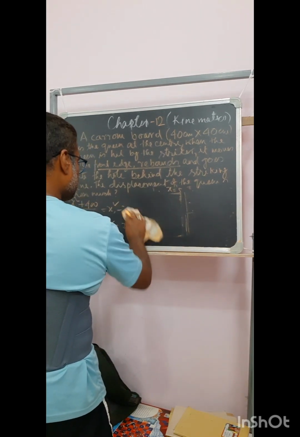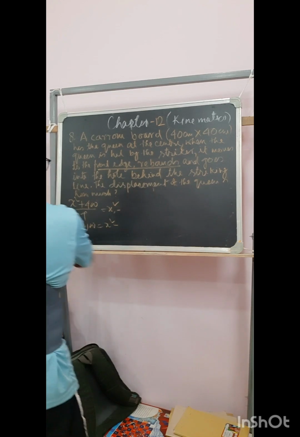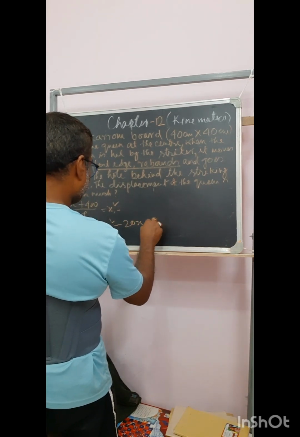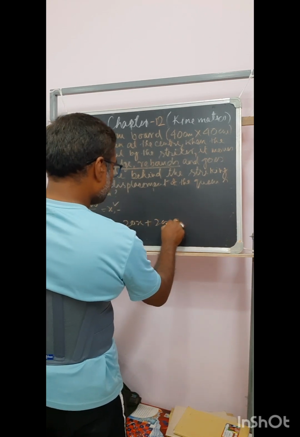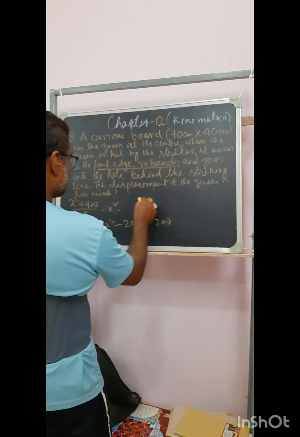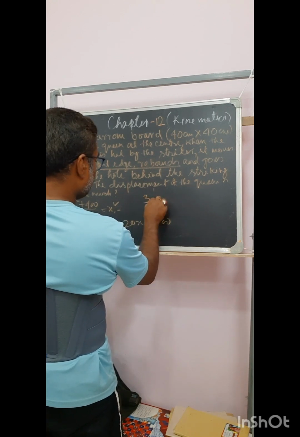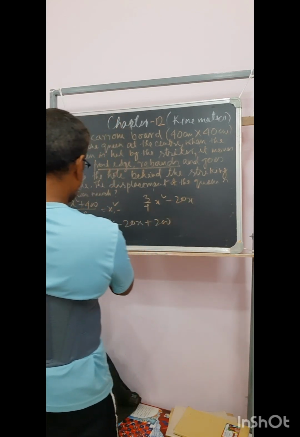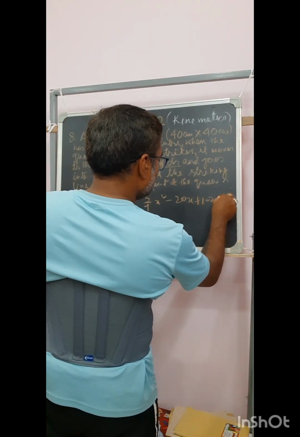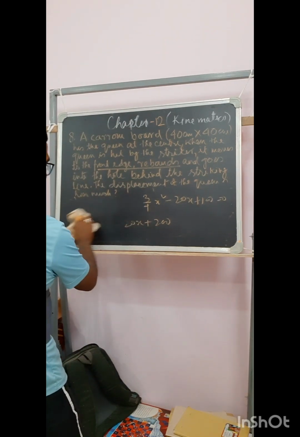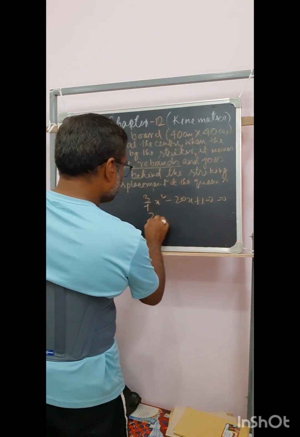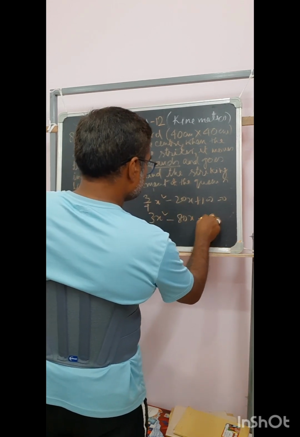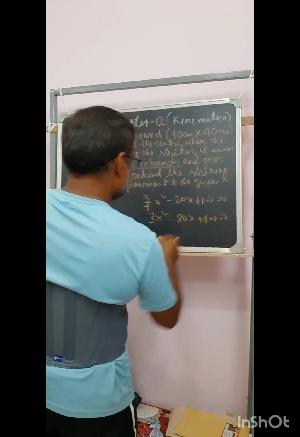Now this thing you have understood, that diagram. Now consider the calculation, x square minus 20x plus 200. So ultimately x square will become this side, so 3 by 4 x square minus 20x, and 100 plus 100 will be there. So everything will rub out. So ultimately 3x square minus 80x plus 400 equal to 0.